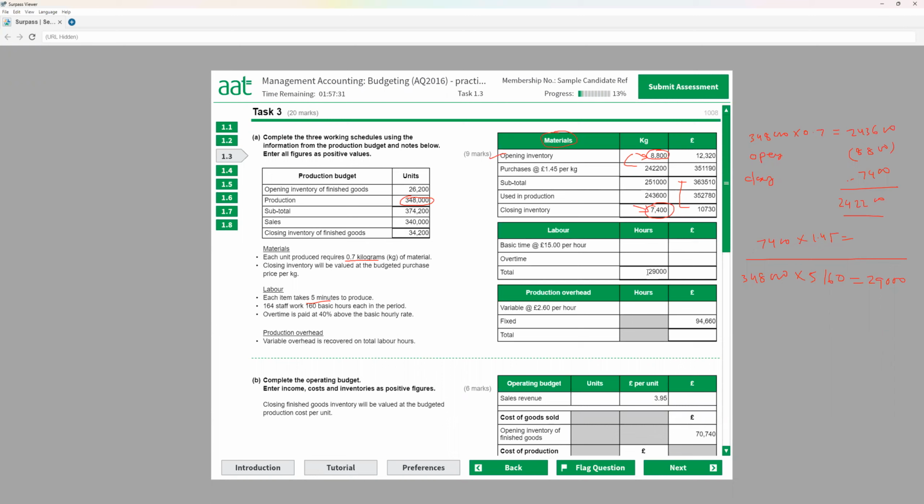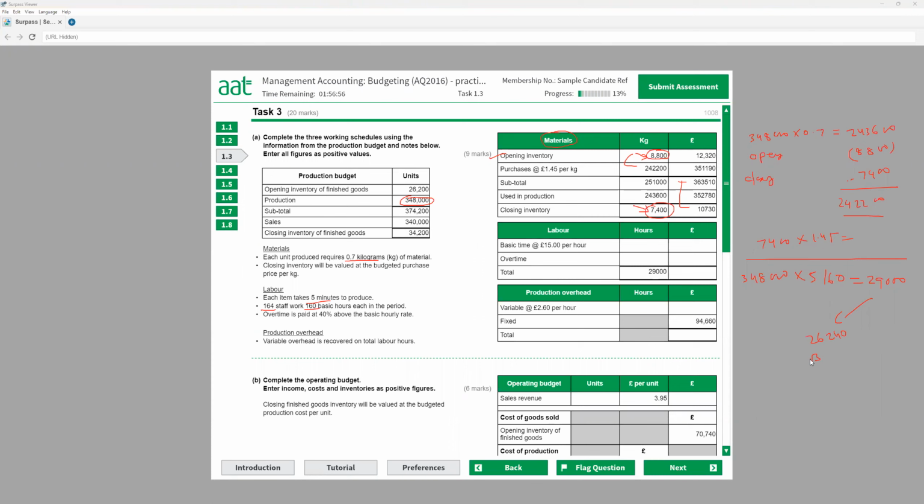And how much will be the values depends on what is the overtime rate and what is the basic rate. Now, out of 29,000 hours, we have a basic, they said 164 and 160. So this is the basic. So let's do 164 times 160. So basic is 26,240. So that's the basic hour.